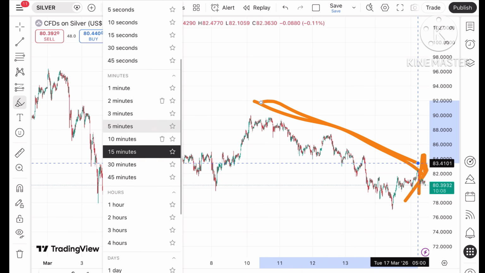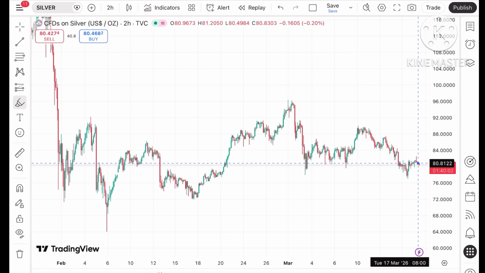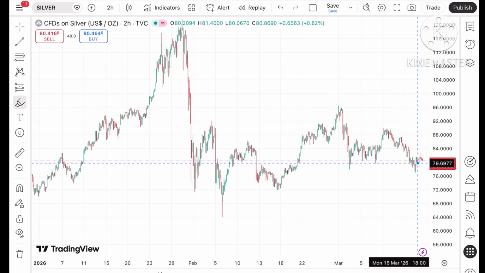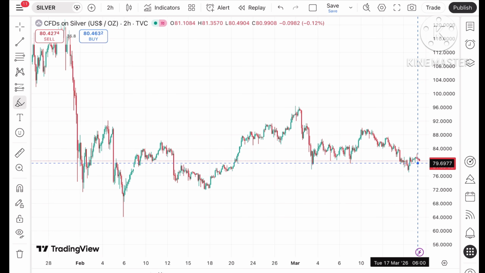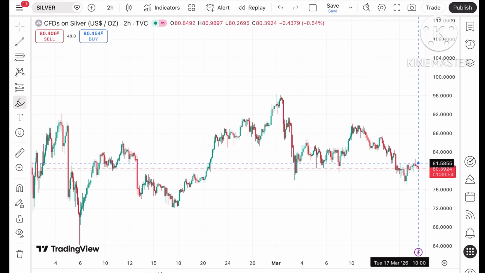Coming back to the 2 hour chart, where you will see how the price is moving on a 2 hour chart basis. I'm trying to explain it very easily, and I'm making a short video so that you at least understand and get more clarity on how the price of silver is moving.